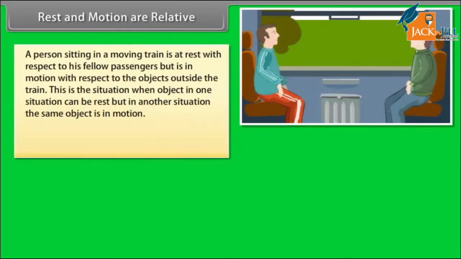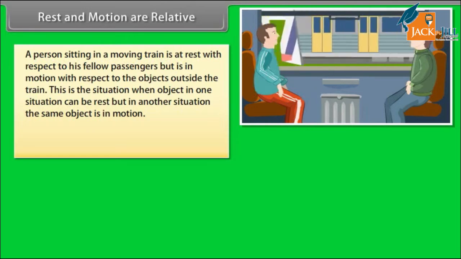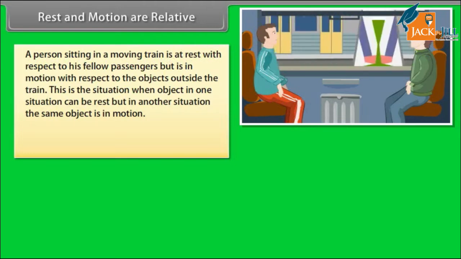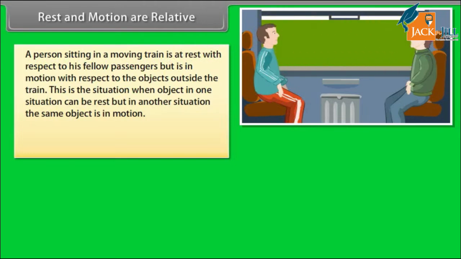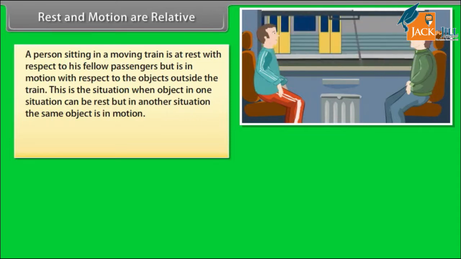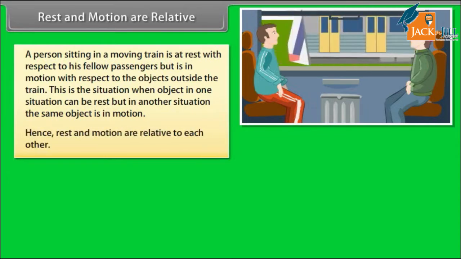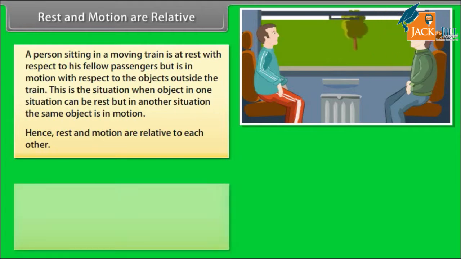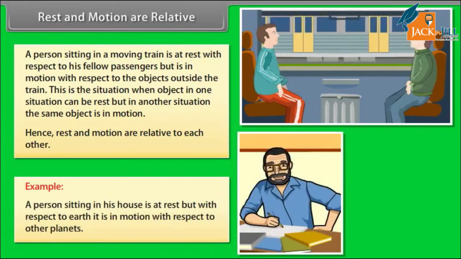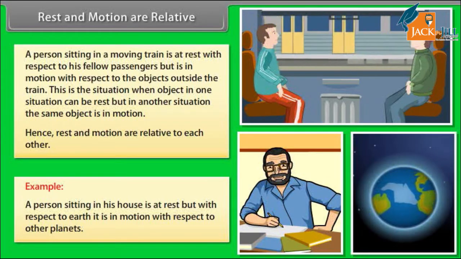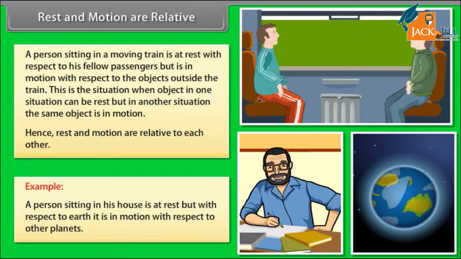Rest and motion are relative. A person sitting in a moving train is at rest with respect to his fellow passengers, but is in motion with respect to the objects outside the train. This is the situation when an object in one situation can be at rest, but in another situation the same object is in motion. Hence, rest and motion are relative to each other. Example: a person sitting in his house is at rest, but with respect to other planets, he is in motion with the earth.